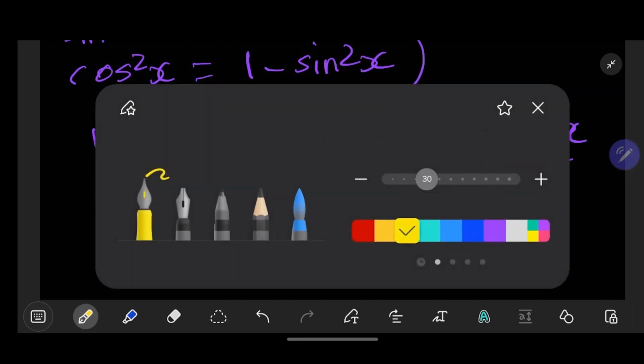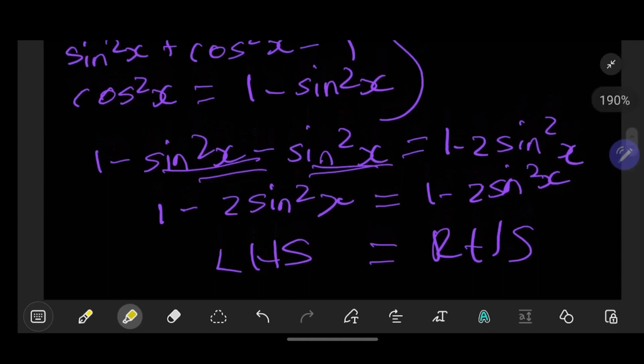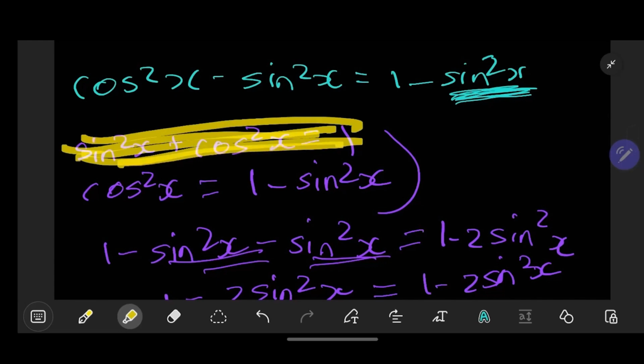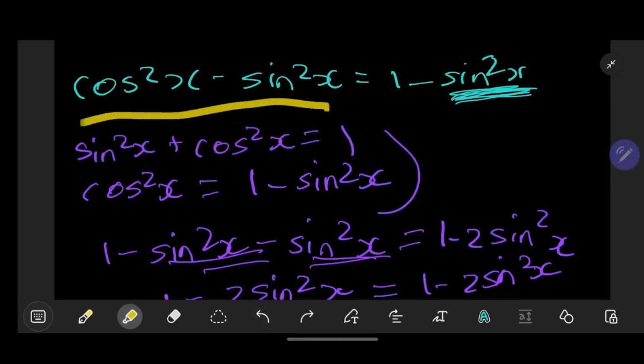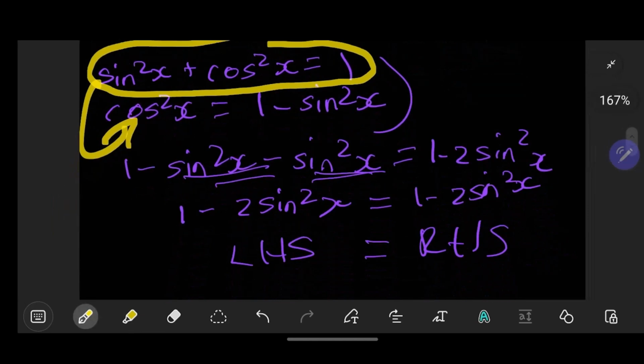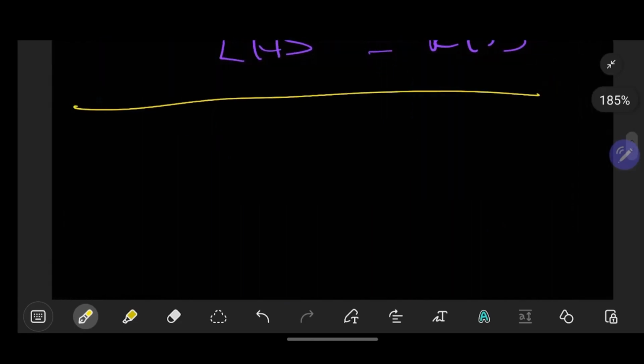Once again, very, very important. Let me actually highlight this to you. Know your basic trig identity. Know the basics, so know that sine squared x plus cos squared x is equal to 1, and from there you could get this. That was quite simple because we knew what the identity was. Let's do another one.